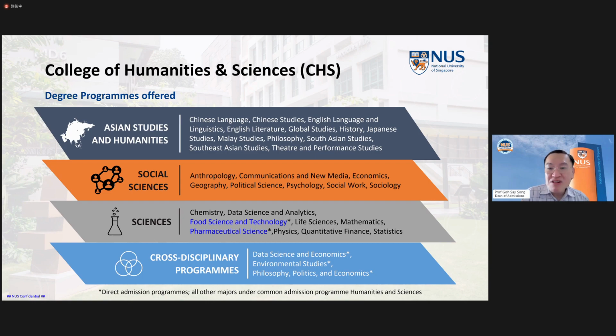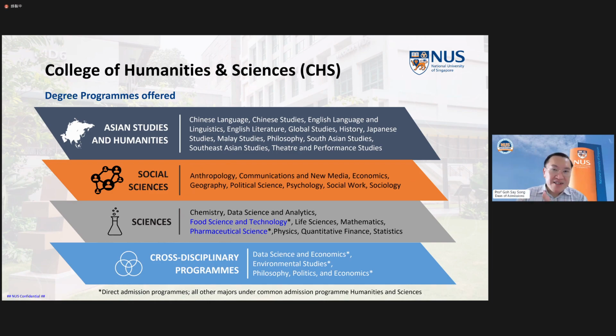Now, if you look at those that I've highlighted in asterisks: food science and technology, pharmaceutical science, data science and economics, environmental studies, and philosophy, politics, and economics. All these are direct admission courses. You will find these on the application form, and you can just indicate and rank them accordingly based on the 8 choices that you have on the application form.